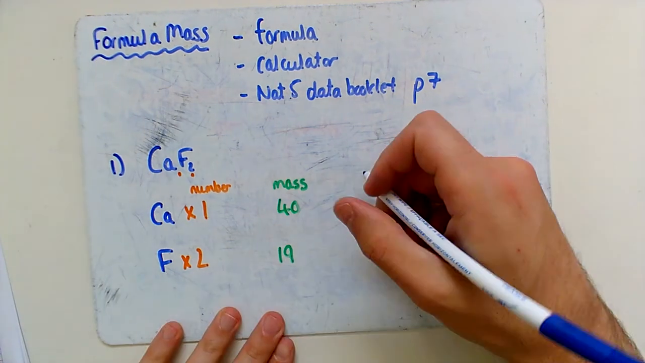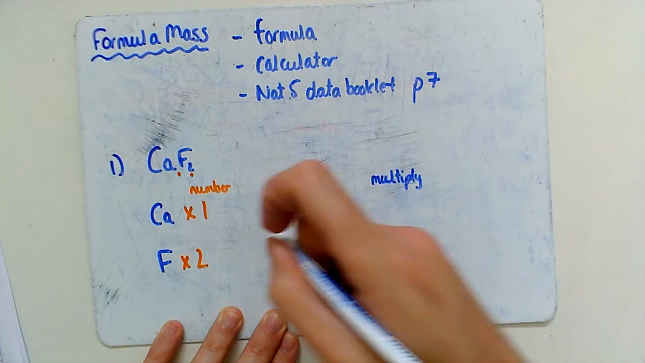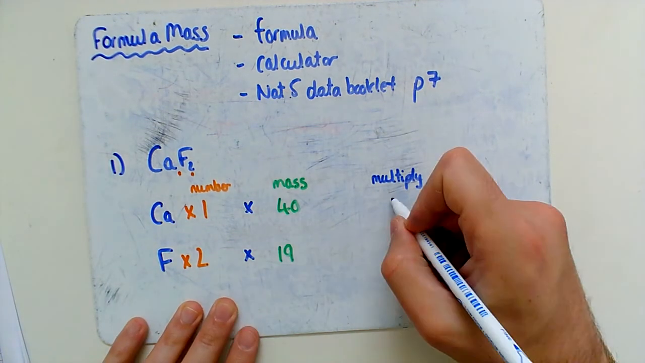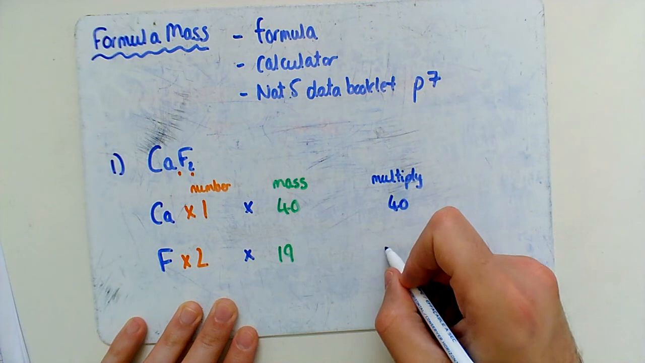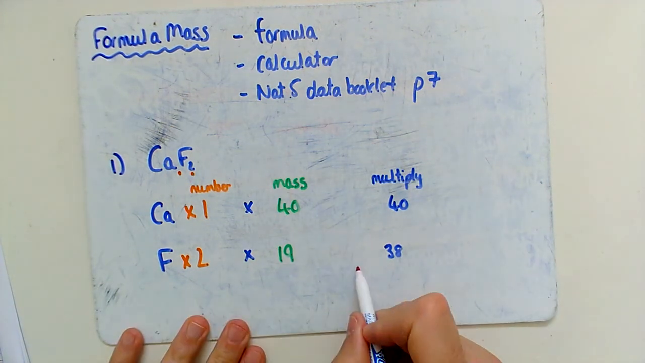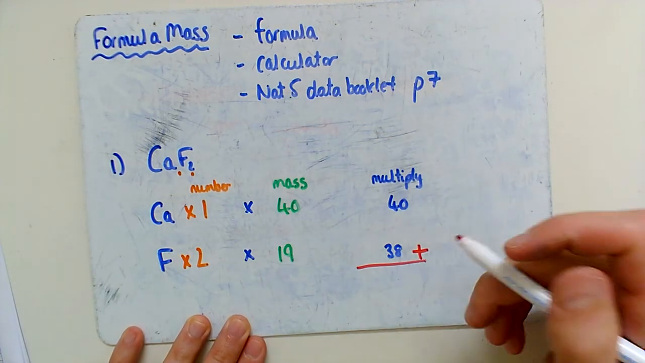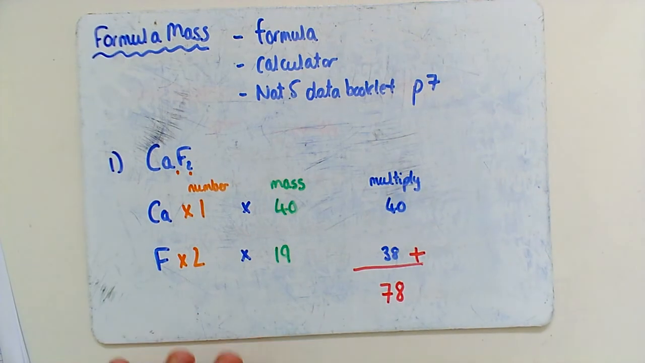And the next thing we do is we multiply. So we multiply these 2 numbers together. And what we get, 40 times 1 is 40. 2 times 19 is 38. And the final step is to add the two numbers together. 40 plus 38 gives us 78. And that is our formula mass.